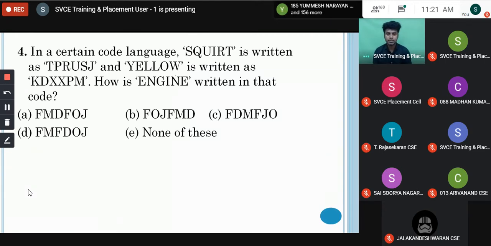The word squat is written as TPRUSG, and we have two words, my dear friends, because this is a different logic. That's why you need to understand the logic very well. So that's why they have given two words and two coded words. You can check with this as well as this. Your time starts now. You can find this.